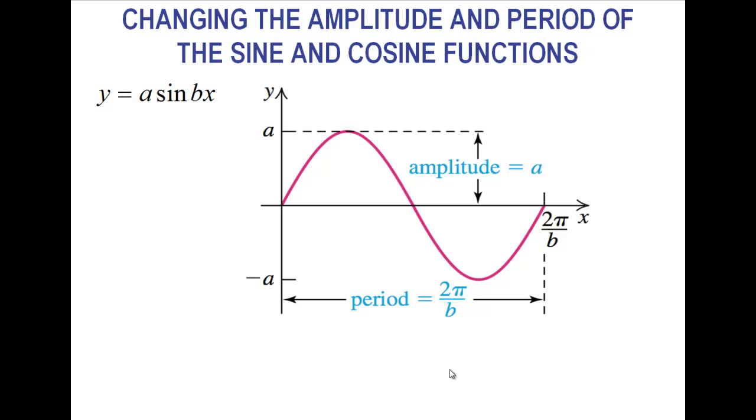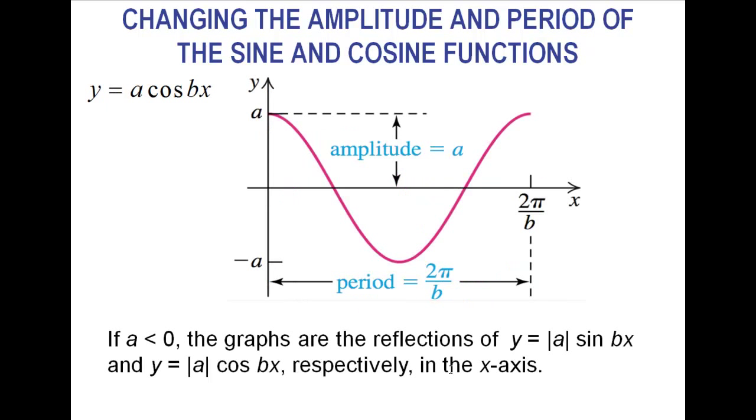Sine and cosine, this is the sine one. Remember, sine starts at 0, 0. Cosine starts at 0, 1. Same thing. Amplitude is now a, period is 2 pi over b.